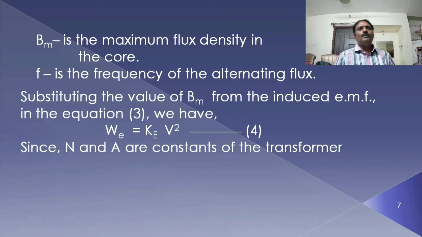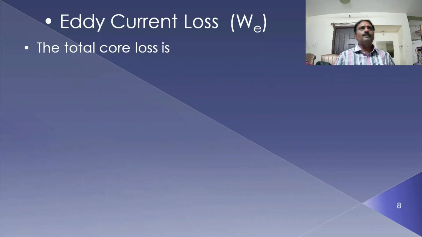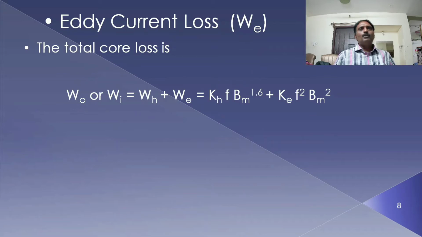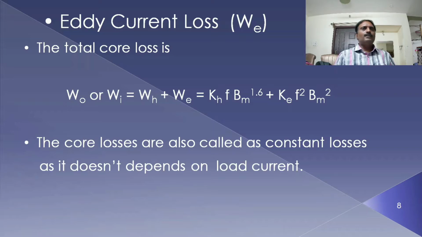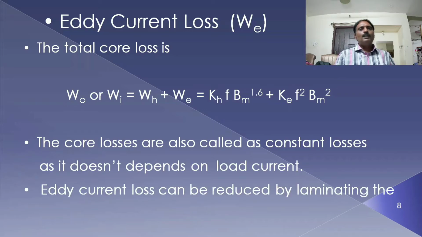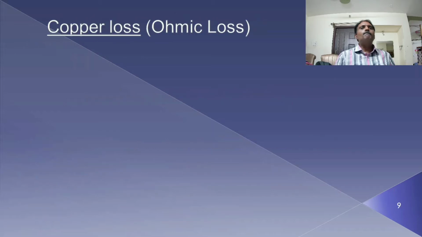Put together, these two losses, WH plus WE, are considered as the iron loss or core loss. The core losses are also considered as constant losses because they do not vary with the load. Whatever the load that we apply onto the secondary side, these losses will remain the same. Hence these are considered as constant losses. And the eddy current loss can also be reduced by laminating the core, as we have just discussed.